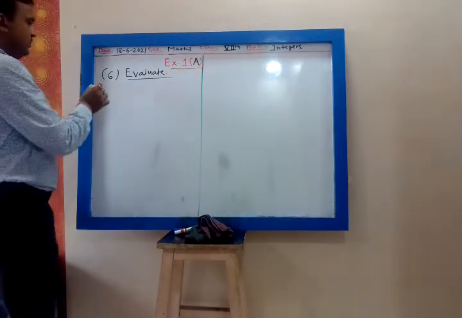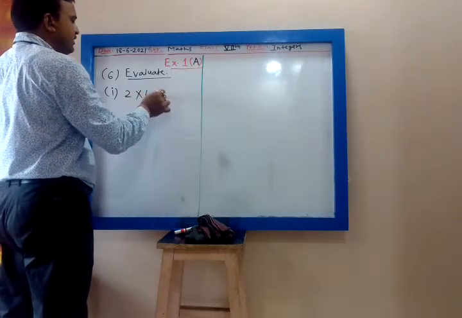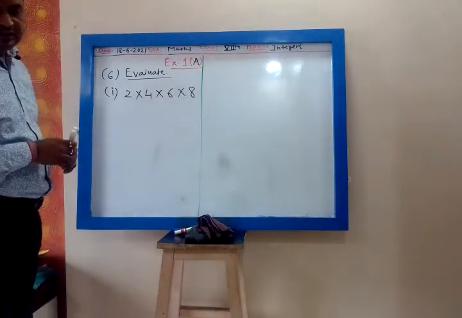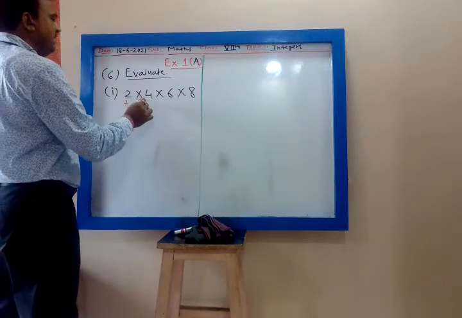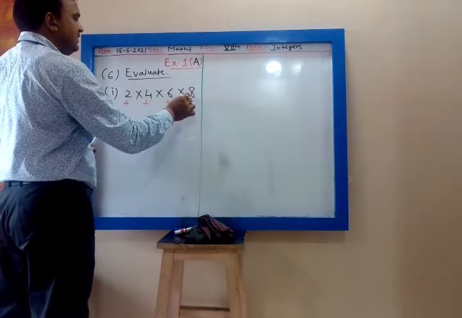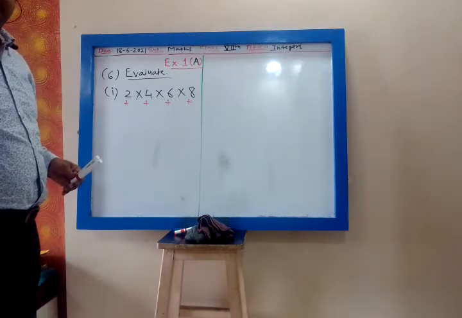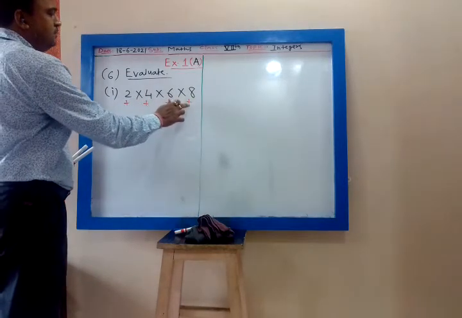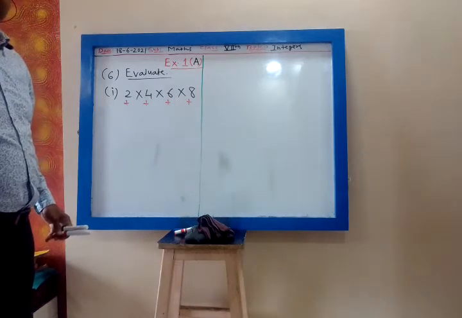First, 2 into 4 into 6 into 8. So you have to multiply the sign. What is the sign of 2? Plus. Sign of 4? Plus, plus, plus. So multiplication of plus will be plus: plus into plus is plus, plus into plus is plus, plus into plus is plus. So the final sign will be plus.